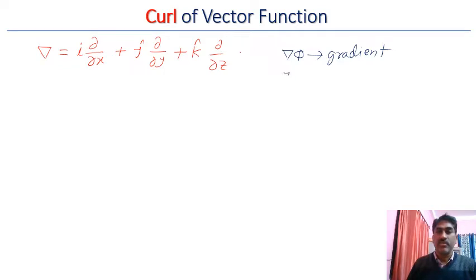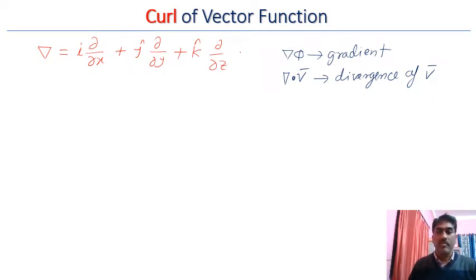If v is some vector function, then del dot v is called the divergence of v. And in the last lecture we also studied divergence and took some questions also. So we are going to take the cross product here.